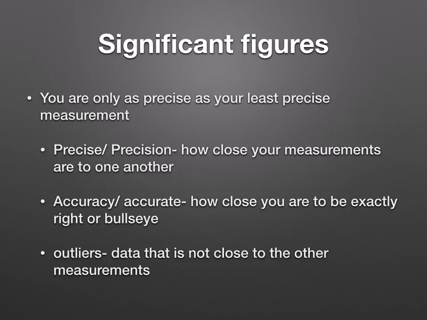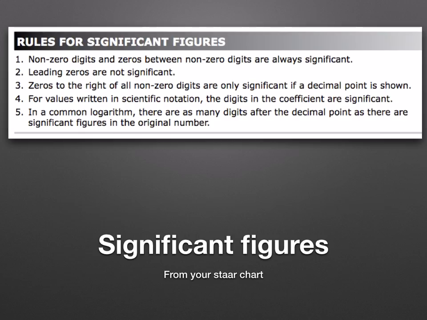Accuracy or accurate refers to how close you are to being exactly right, or bullseye. So sometimes I'll give you an accepted value and that's what you're going for. That's called accuracy. If you get right on the dot, you're accurate.